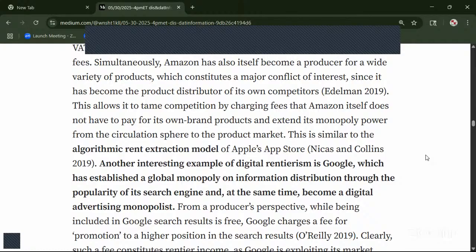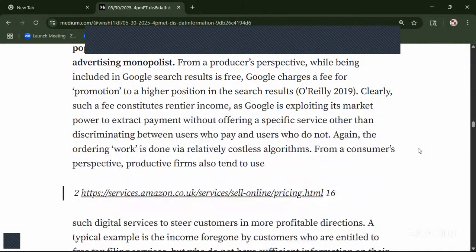Another interesting example of digital rentierism is Google, which has established a global monopoly on information distribution through the popularity of its search engine and at the same time become a digital advertising monopolist. From a producer's perspective, while being included in Google search results is free, Google charges a fee for promotion to a higher position in the search results. Clearly, such a fee constitutes rent income, as Google is exploiting its market power to extract payment without offering a specific service other than discriminating between users who pay and users who do not. Again, the ordering work is done via relatively costless algorithms.